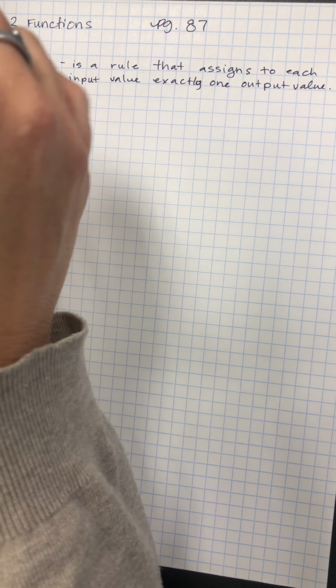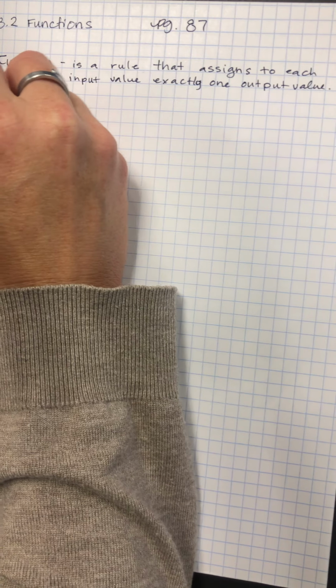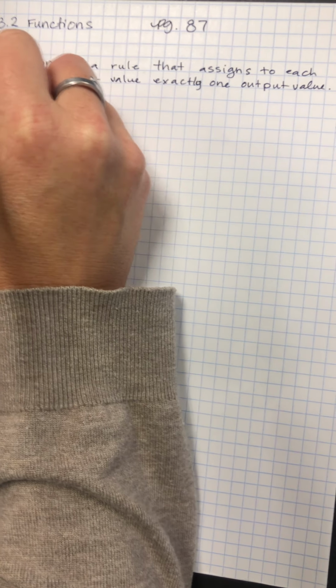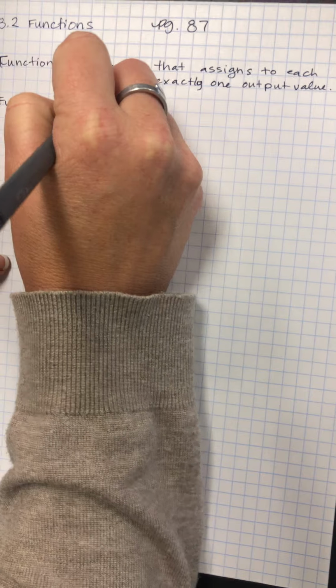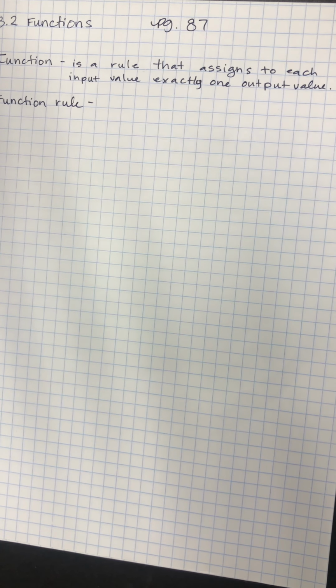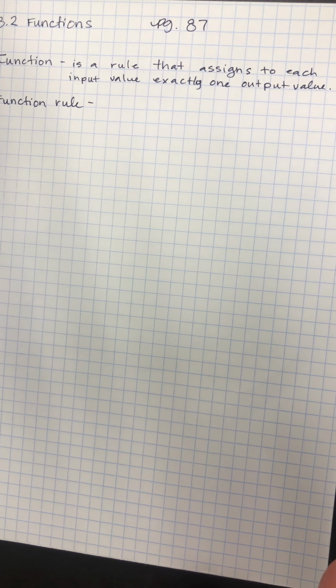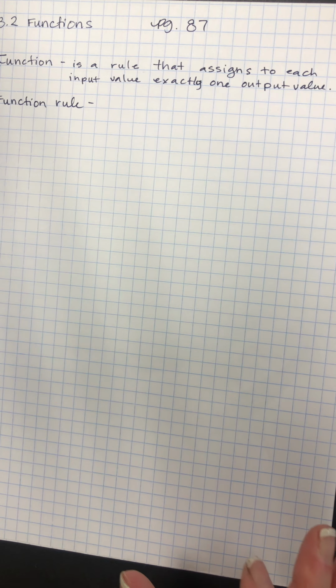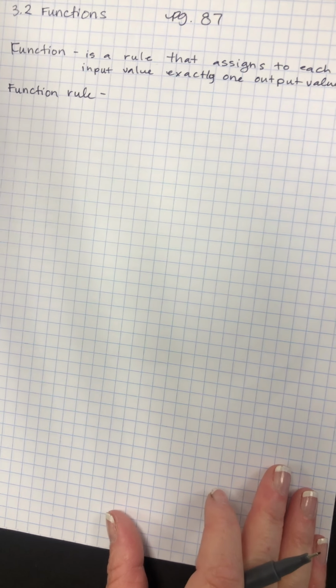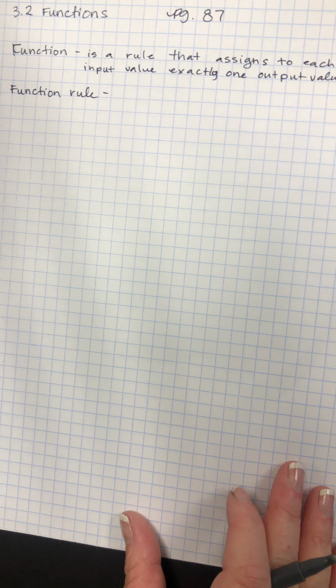And a function rule, same page, it's also highlighted. What does it say about a function rule? What does it say? It's an equation that describes a function.